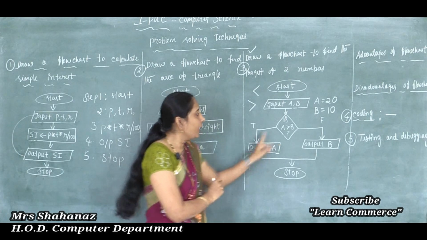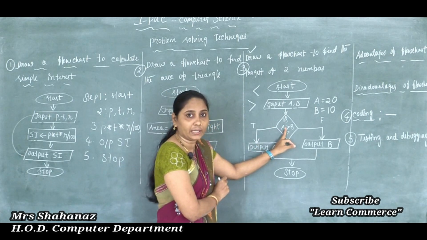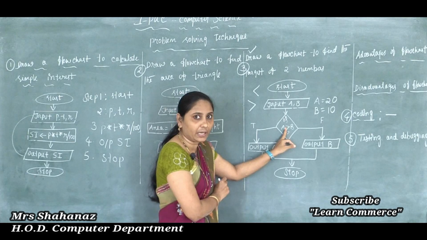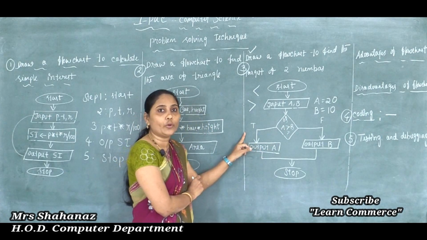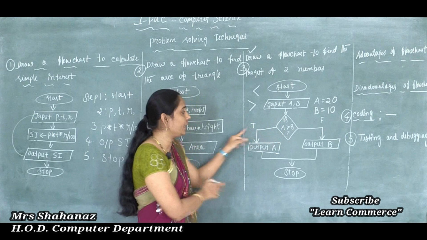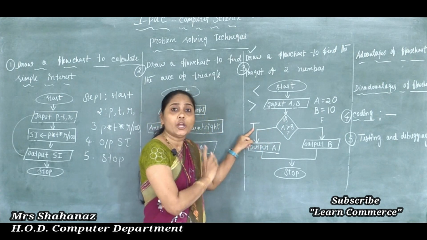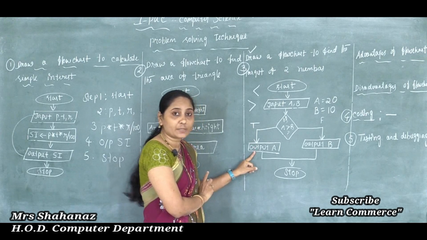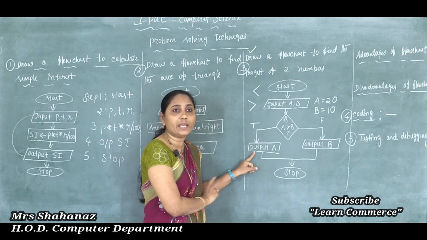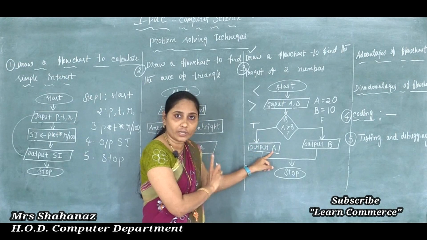Clear to everyone? If the variable A is greater here, then sure, the statement is going to display if the condition is true. Here I marked T, that is called true. Then it is going to display this statement. This statement is the output A here. So clear this point here.